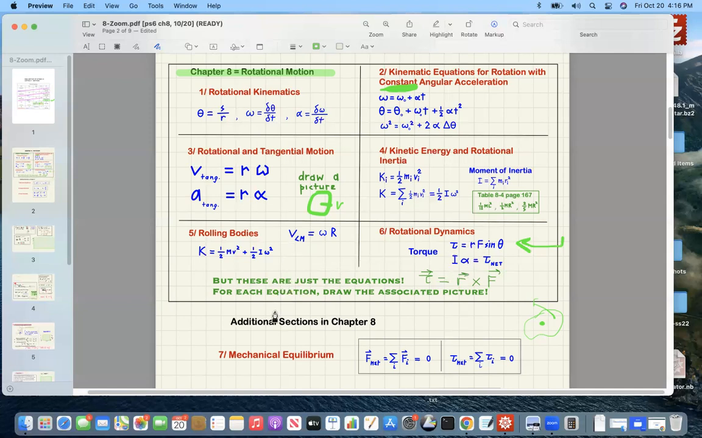So these are just equations. For each equation, there's a picture. You should be able to draw the pictures. When you're reading the chapter, you should be taking notes. And in your notebook, write down the equation and draw a picture which shows what the various variables are.